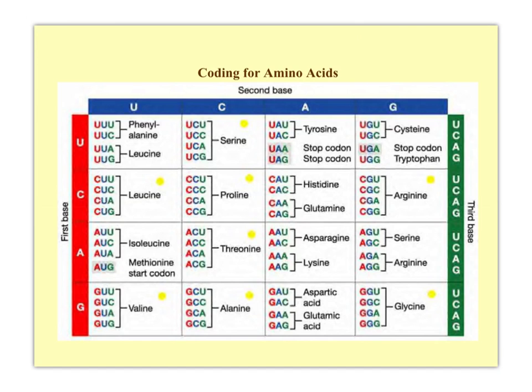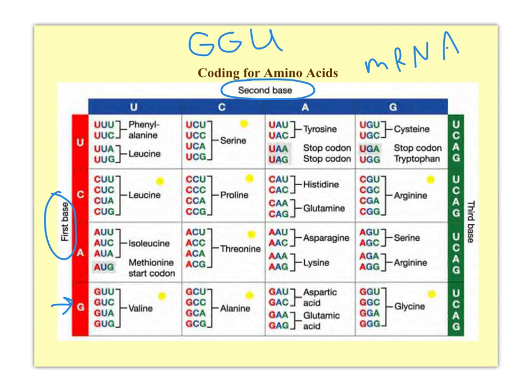The last very important part of protein synthesis that you need to know is how to determine which amino acid will be brought based on either the mRNA sequence, the codons, or the tRNA anticodons. This chart right here provides the mRNA codons. So, for instance, let's say we start with GGU. If GGU is the codon for mRNA, you're going to find the first base on the left-hand side, which would be G. Second base is up top. So our second base is G, right here.